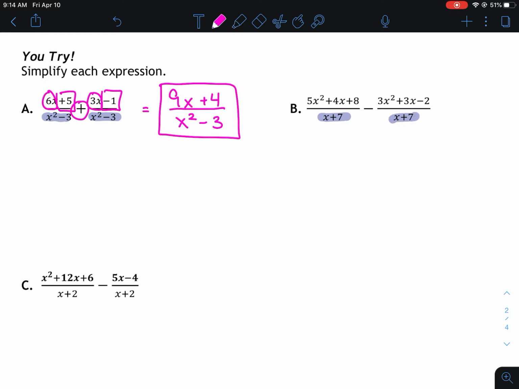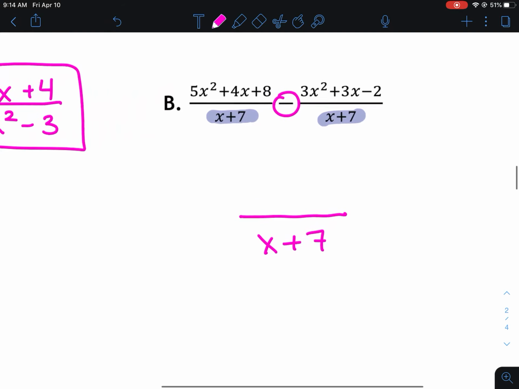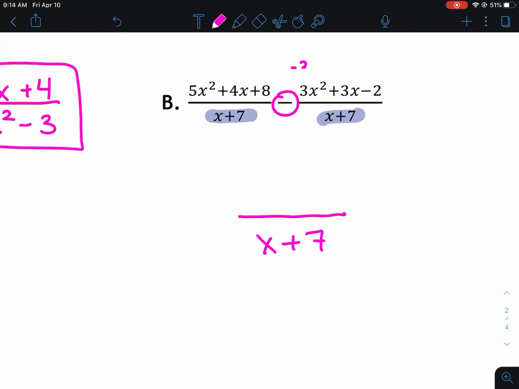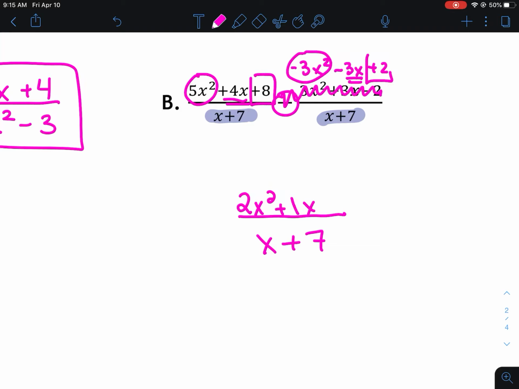For B, my denominator is x plus 7. Since it's minus, I'm going to have to distribute that negative sign, which just changes all of these signs. My like terms, 5x squared minus 3x squared is 2x squared. 4x and negative 3x is 1x, or just x. And 8 plus 2 is 10.